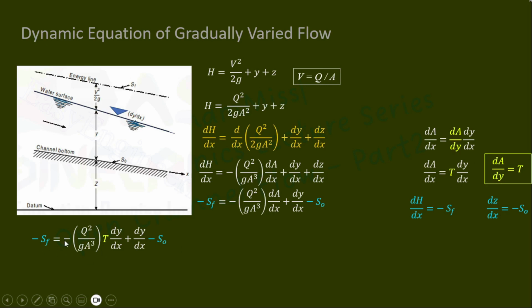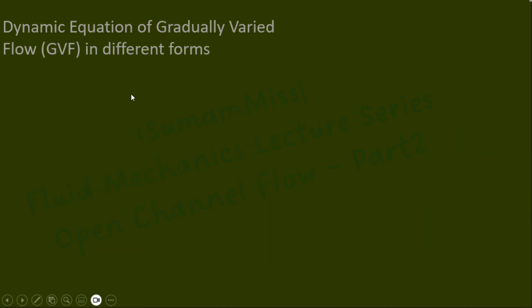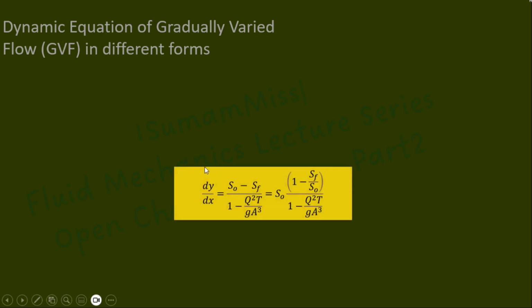If we express this equation for dy/dx, that is the slope of the water surface, it is equal to (S0 − SF) divided by (1 − Q²T/gA³). So this equation represents the dynamic equation of gradually varied flow. Now let us discuss a different form of the dynamic equation of gradually varied flow. This equation is modified by keeping S0 outside, as S0 × (1 − SF/S0) divided by (1 − Q²T/gA³).